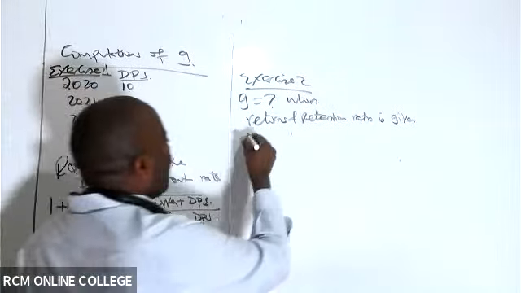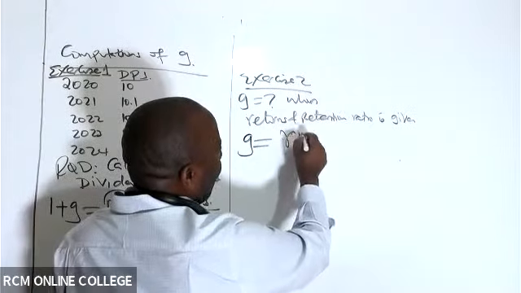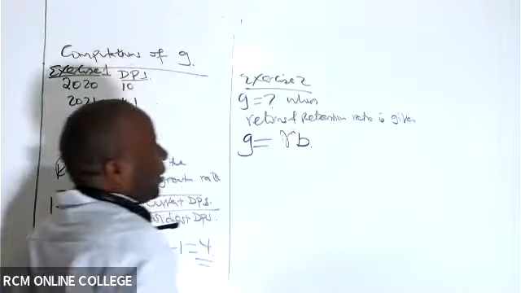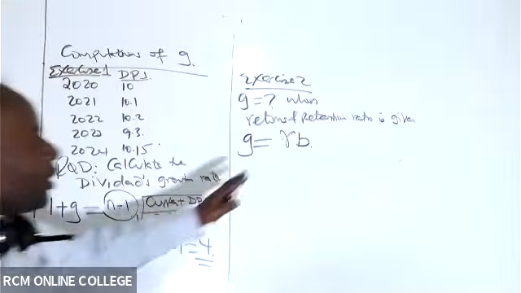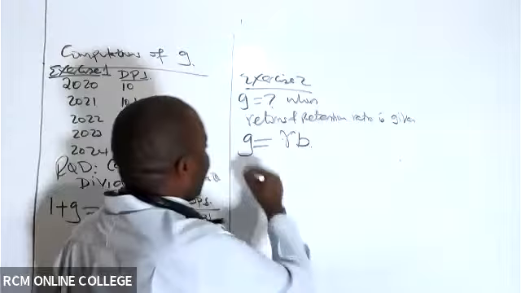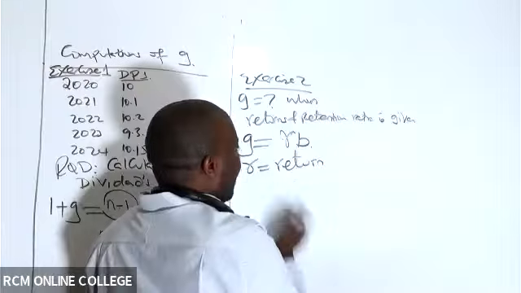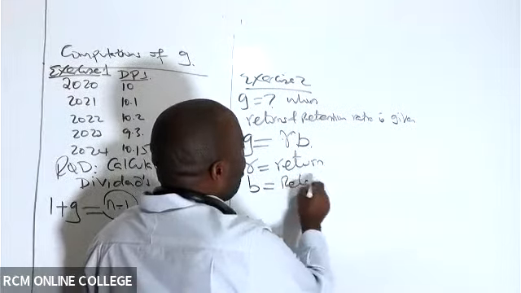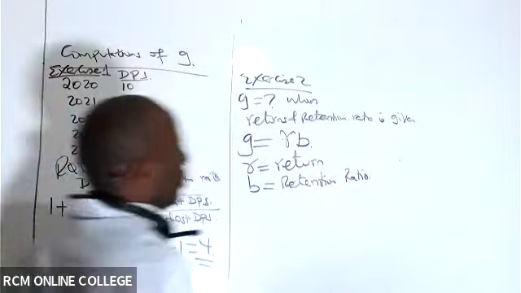To get this, ladies and gentlemen, we normally say growth rate equals R and B, RB. Please write your R very well; my handwriting is not the very best. Here R is the return. It could be return on equity, return on investment. And this B is the retention ratio.